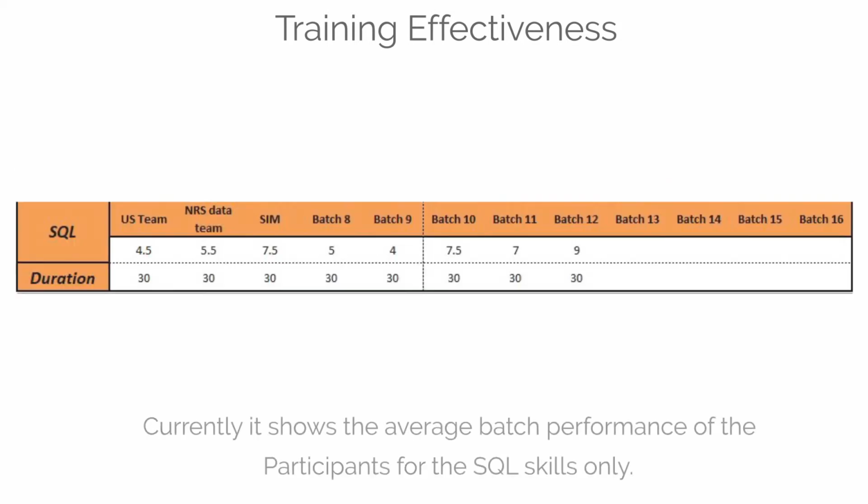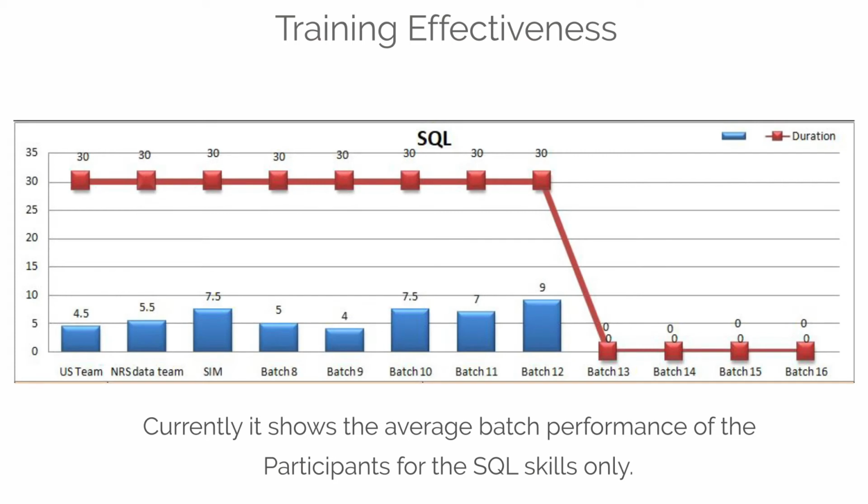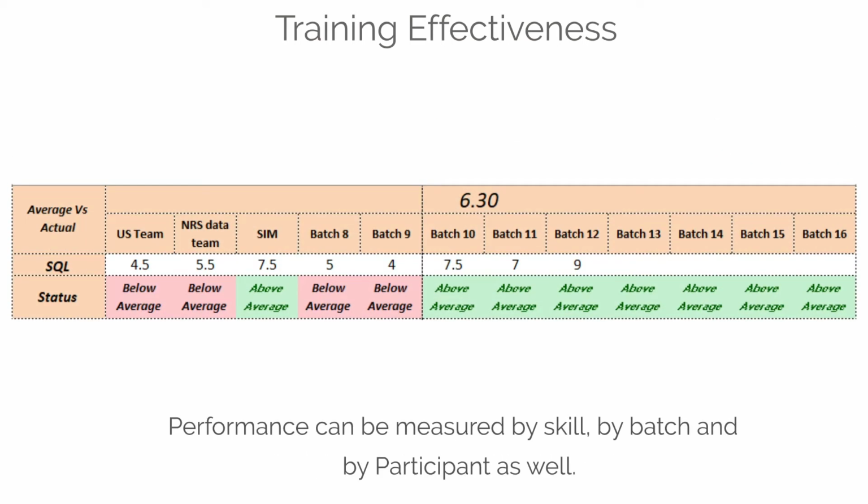Now let's talk about training effectiveness. The data visuals are sliced by skills in batches. For example, currently it shows the average batch performance of the participants for the SQL skills only. Performance can be measured by skill, by batch, and by participant as well.